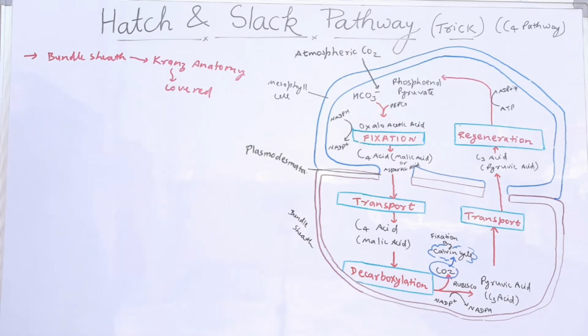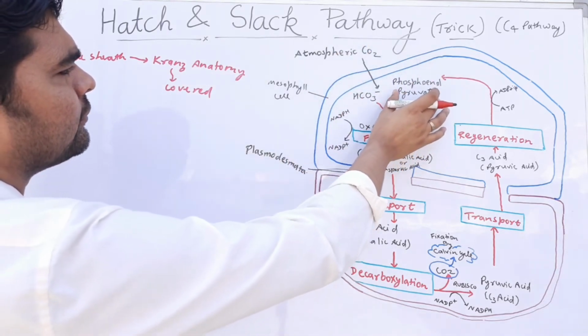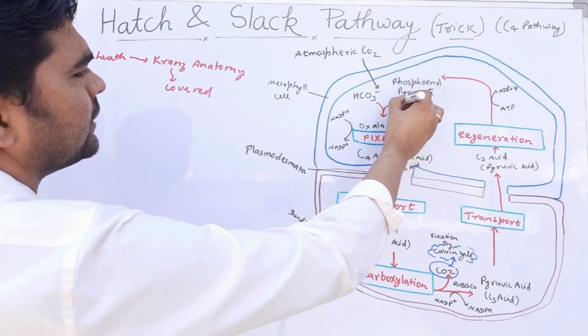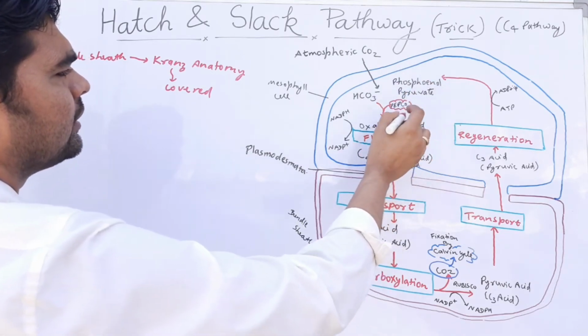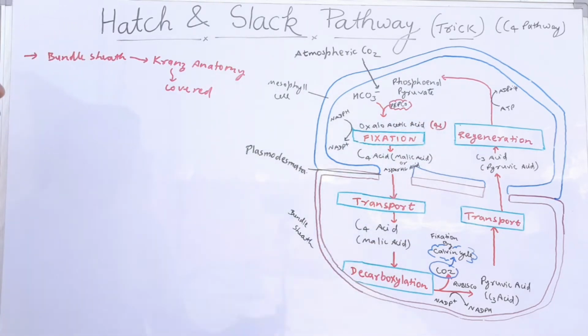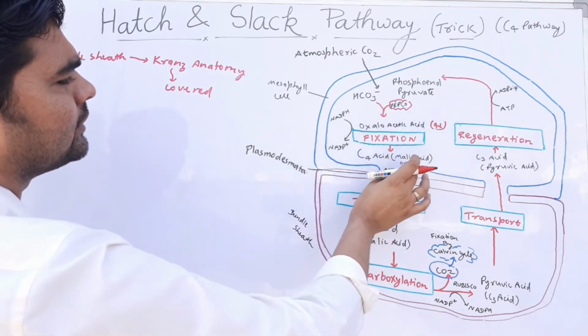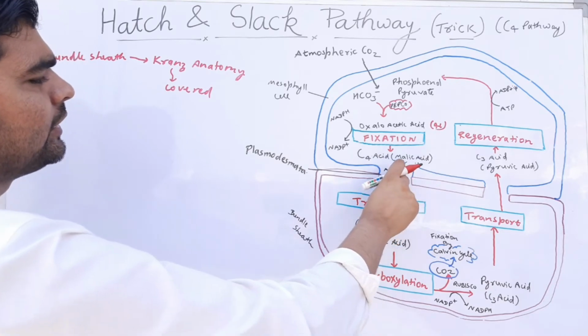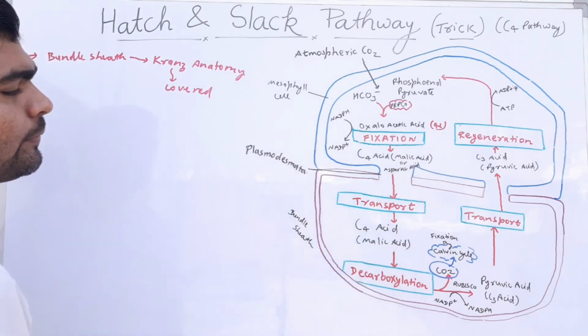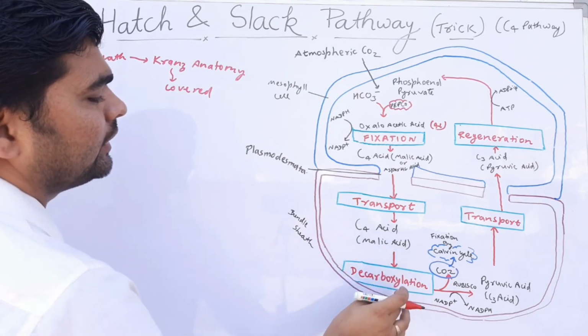Now we'll talk about a very important sequence, how this whole cycle works. Carbon dioxide from the atmosphere combines with phosphoenol pyruvic acid in the presence of PEPCO, an enzyme, PEP carboxylase, and forms a 4-carbon compound called oxaloacetic acid, which is very important for the fixation. Then it gets fixed into a C4 acid, called malic acid or aspartic acid, which is transported to the bundle sheath in the form of malic acid and passes through the process of decarboxylation.